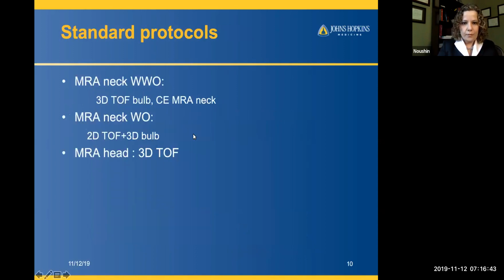Our standard protocol that we use at Hopkins, if we do MRA neck with and without contrast, is a 3D time of flight of only the bulb, and then a contrast-enhanced MRA of the entire neck. If we don't want to give contrast for whatever reason, the patient has an issue or end-stage renal disease or something, then we do a 2D time of flight of the entire neck vessels. As we said, it's good for evaluation of slow flow vessels. And then we do a 3D time of flight of the carotid bulb. For the head, we routinely do a 3D time of flight MRI of the head.